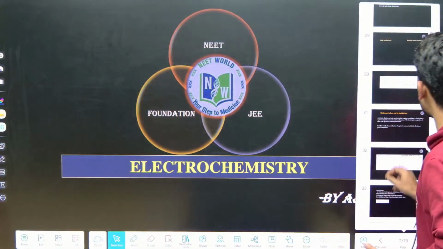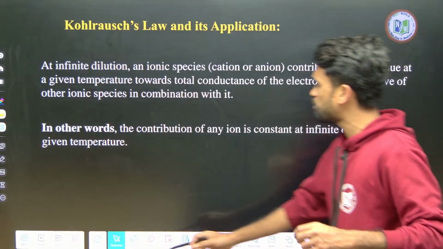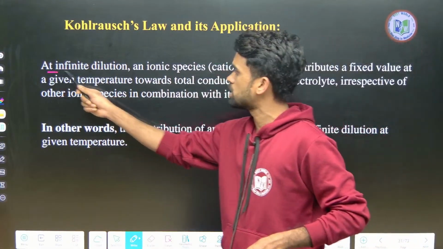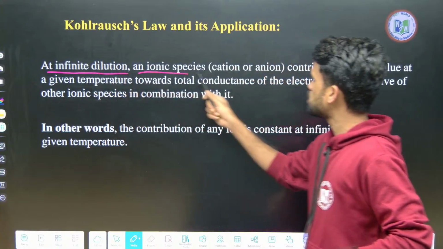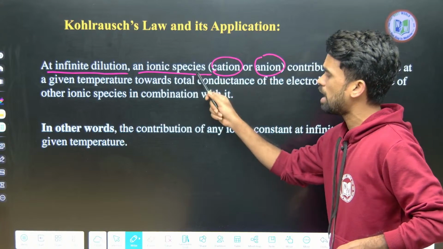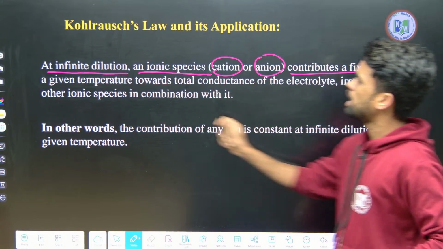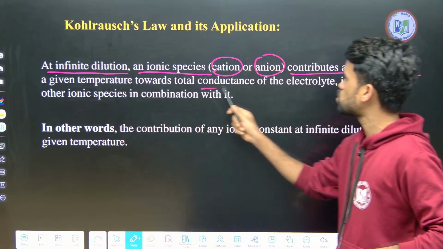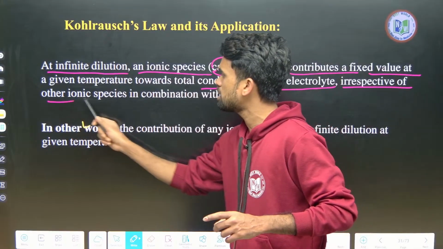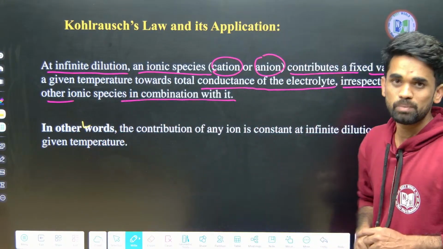Look here. What is the use of Kohlrausch Law? First of all, if you read the definition of Kohlrausch Law, you will get one point here. At infinite dilution, an ionic species, whether it is a cation or an anion, contributes a fixed value at a given temperature towards the total conductance of the electrolyte, irrespective of the other ion in combination with it.